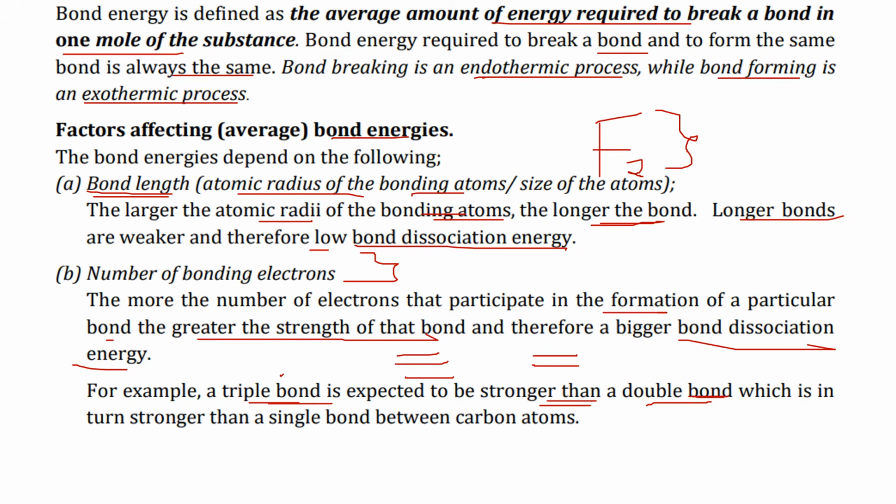Also, the double bond is going to be stronger than the single bond, because the lower the number of bonds, the lower the bonding electrons that are being involved. So the greater the bonding electrons involved, the stronger the bond gets, and the lesser the bonding electrons involved, the weaker the bond strength of such a diatomic molecule becomes.